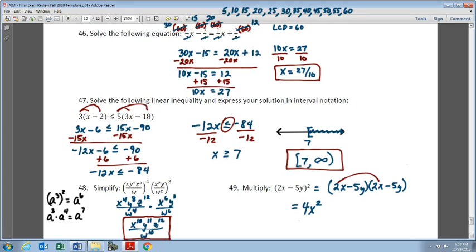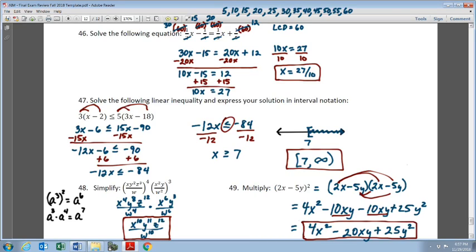We get 2x times 2x is 4x squared. Our outer product will be a minus 10xy. Same thing for the inner product. Notice, again, it's always a good idea to put your variables in the same order so you can see that these are like terms. And we generally put them in alphabetical order, although I don't know that I always do it that way. As long as they look the same, that's what I care about the most. And then negative 5y times negative 5y will give me a positive 25y squared. And so we do have some like terms there. We'll add negative 10 and negative 10 to get negative 20xy. And that's going to be it for that one. Let's move on to number 50.